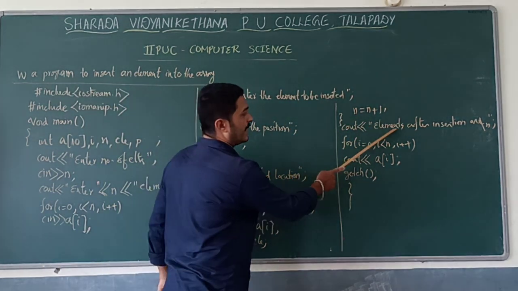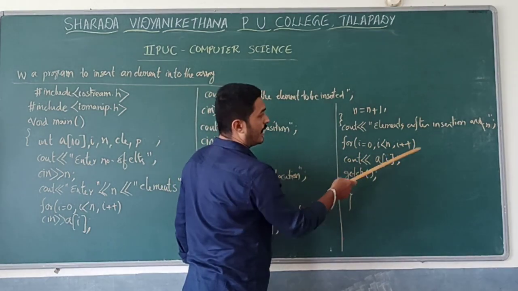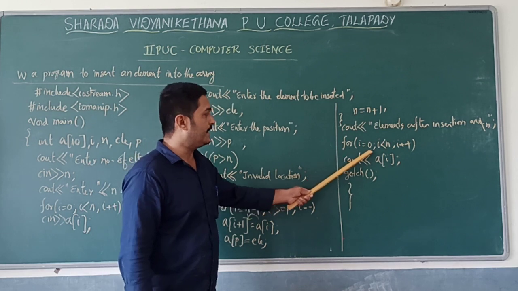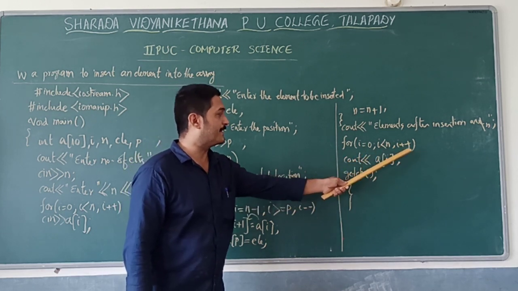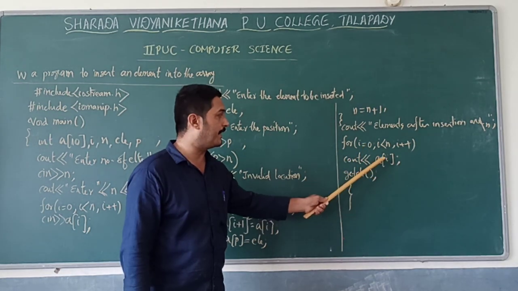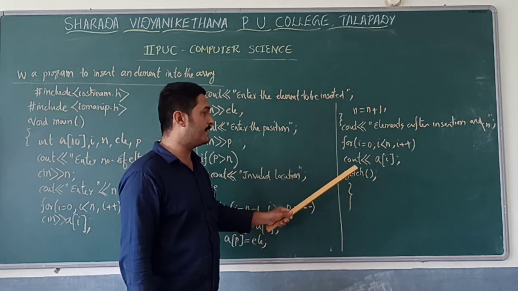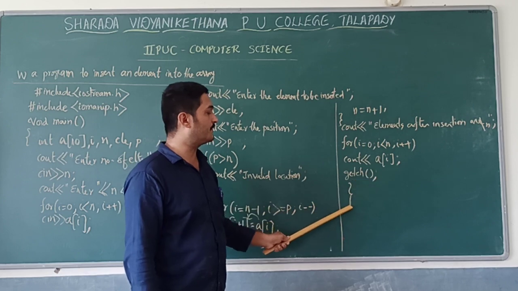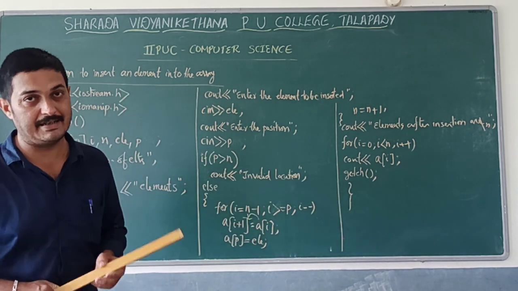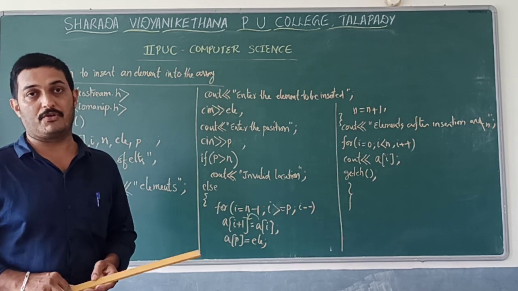Okay. Next, cout elements after insertion are, use the \n escape sequence. For i equals 0, i less than n, i plus plus, cout a of i. That will display all the elements. Next use getch and a closed curly brace. Okay, these are about inserting an element to the list, one of the record programs.